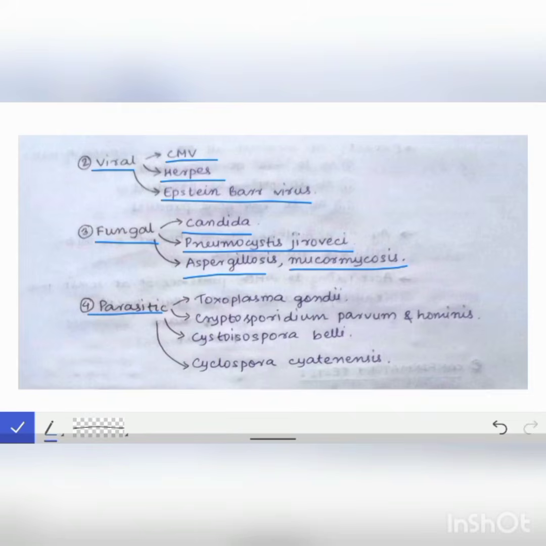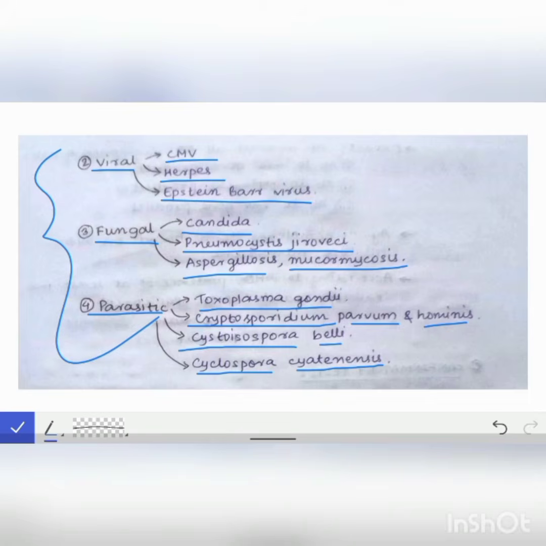The parasites which may cause these opportunistic infections are Toxoplasma gondii, Cryptosporidium parvum, Cryptosporidium hominis, Cystoisospora belli, and Cyclospora cayetanensis. These names must be remembered because they are asked in the viva as well as in the university exams. So these opportunistic infections should be at your fingertips.